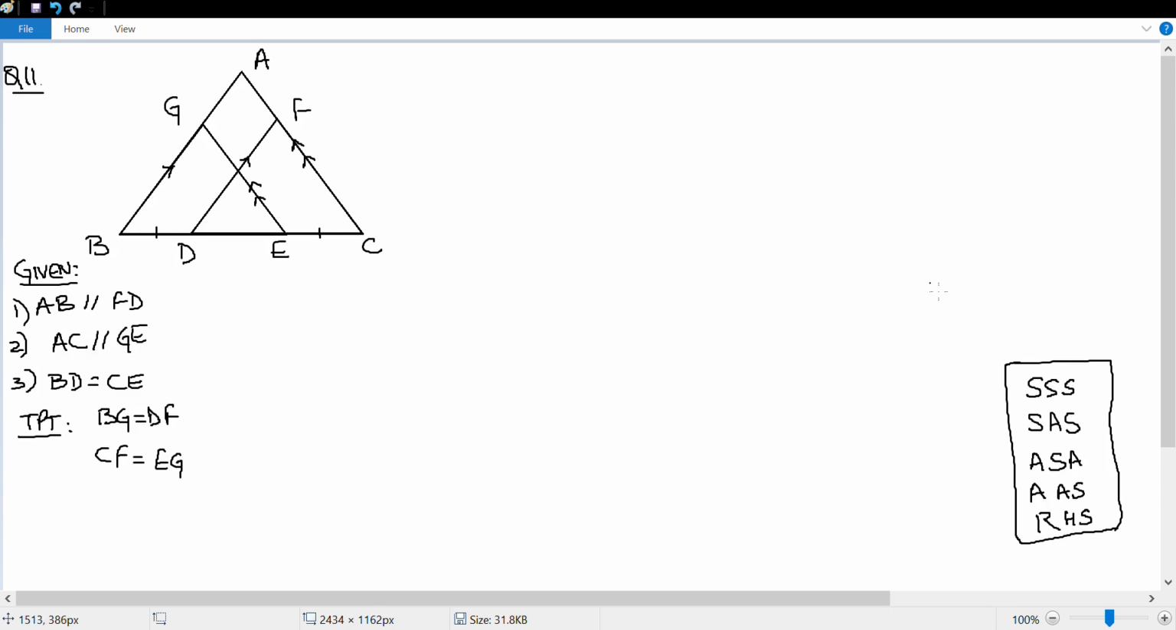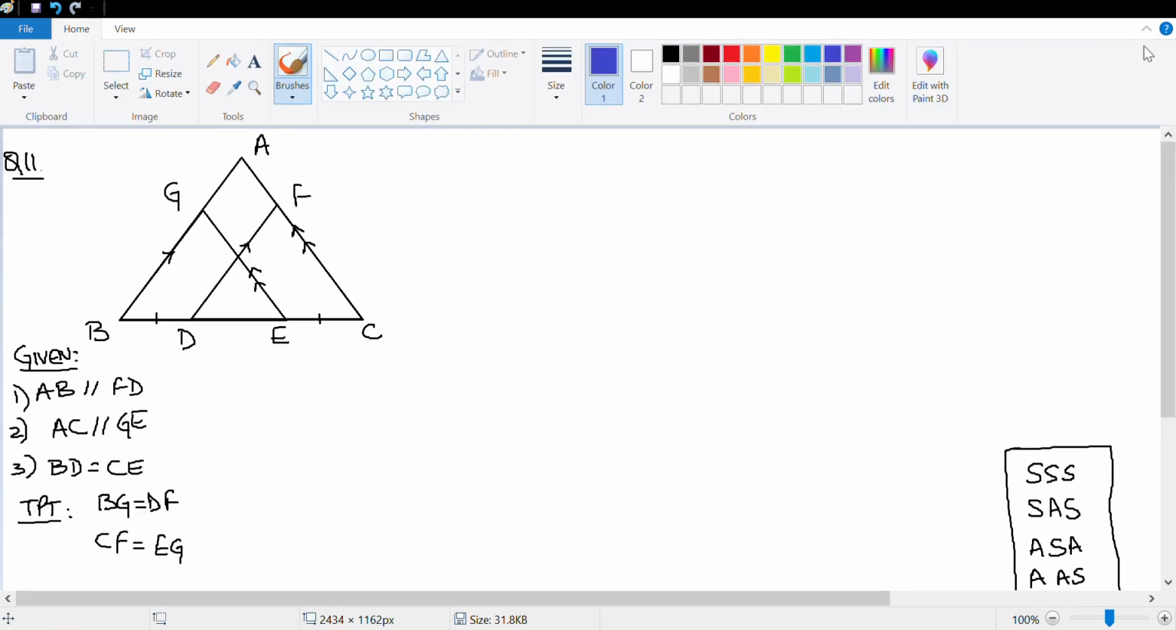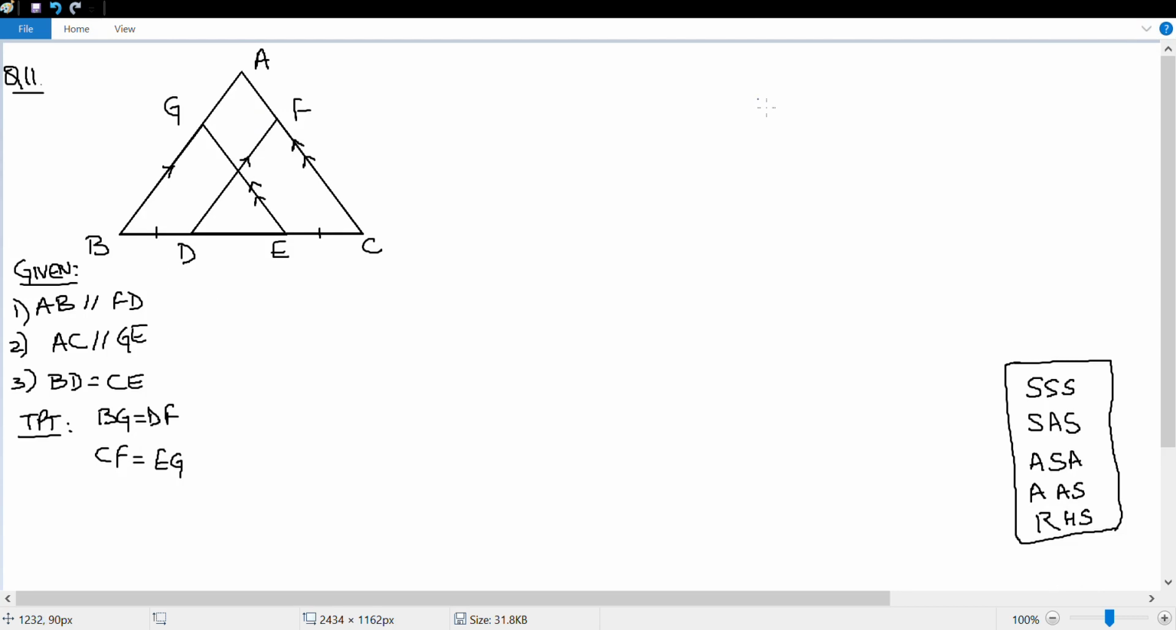Question number 11. It says in the given figure, AB is given parallel to FD. So AB and FD are parallel. And what else? AC is parallel to GE. So these two lines are parallel. And BD and CE are equal. We need to prove that BG and DF are equal.